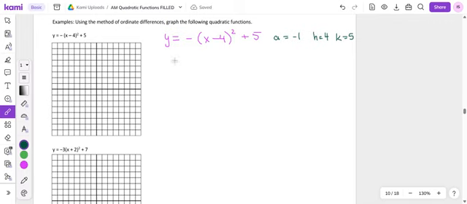Okay, step 1, find the vertex. And we remember the vertex is (H, K), so it's going to be (4, 5). Let's go ahead and draw that vertex. So we go 4 across, 1, 2, 3, 4, 5 up. Okay, and let's label the vertex (4, 5).